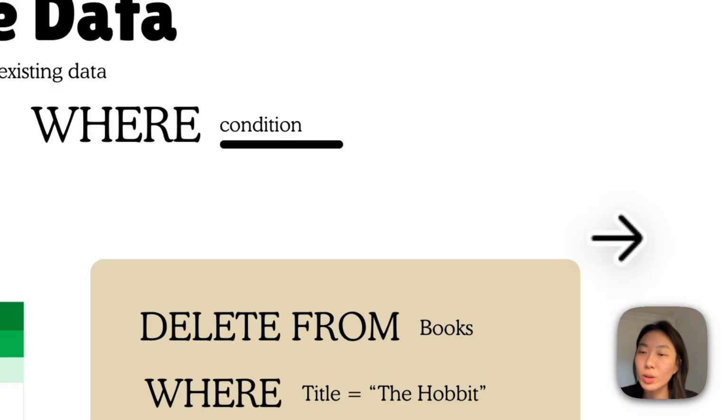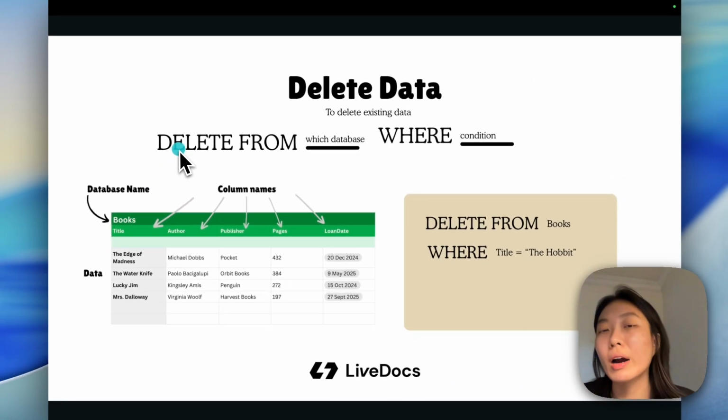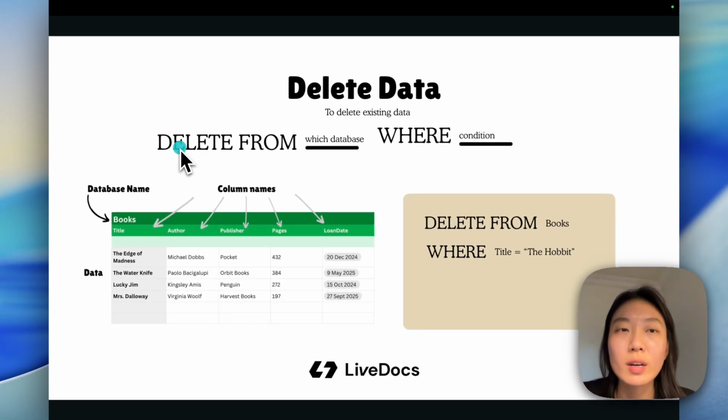And then finally, we need to delete the data. How we do it is very simple. Delete from which database where condition is. For example, you want to delete the book whose title is The Hobbit. You will say delete from books where the title is Hobbit.